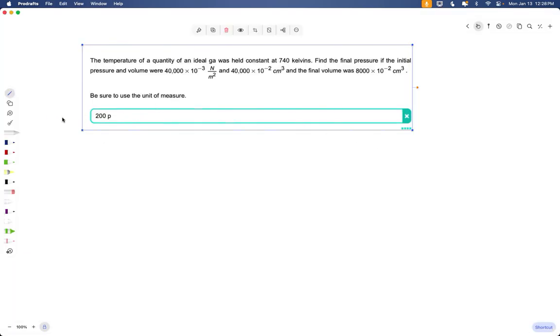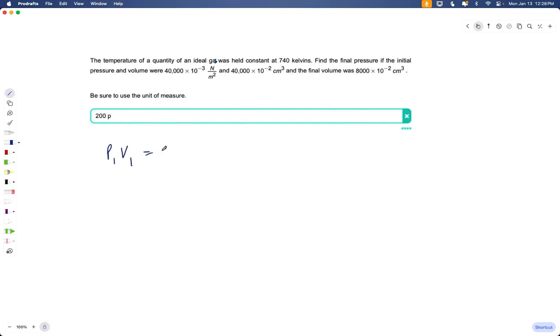Okay, so next one. Temperature of an ideal gas was held constant. It should be gas. I'll make that correction. Was held constant at 740 kelvins. So temperature can be taken out of the equation. So P1 V1 equals P2 V2. That's going to be our equation. Find the final pressure. If the initial pressure and volume were, so newtons per meter squared, that is the pressure. So we need to put this in the correct format.